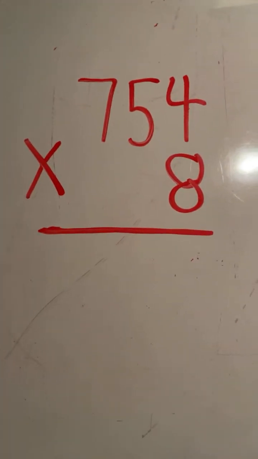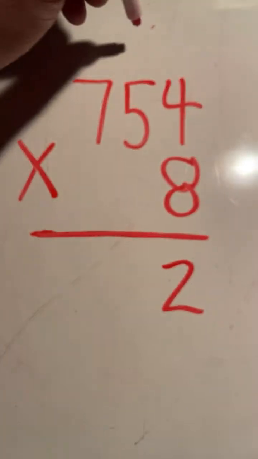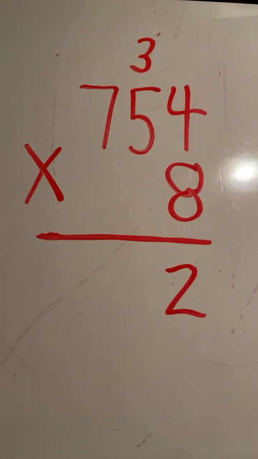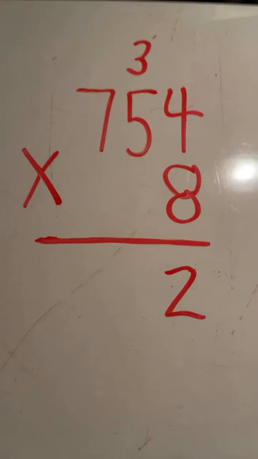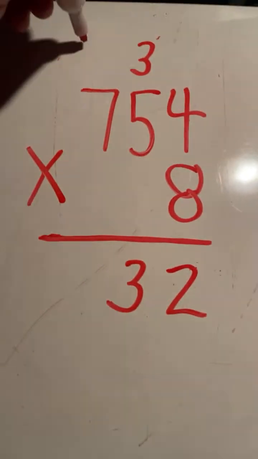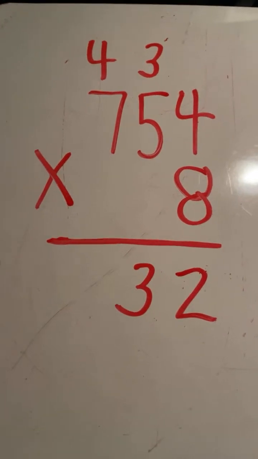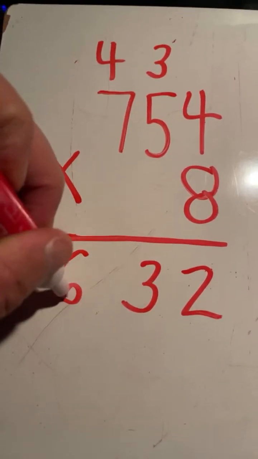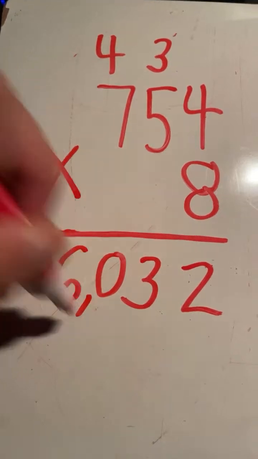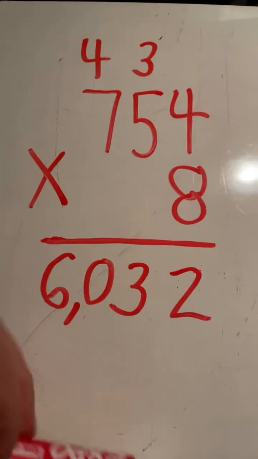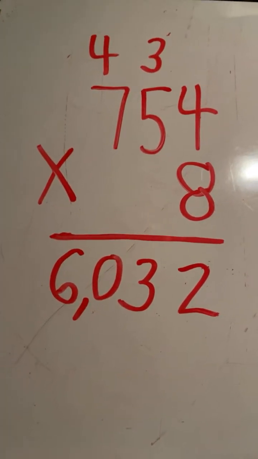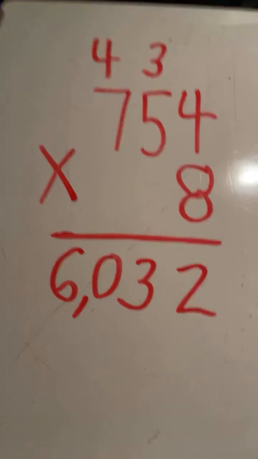4 times 8 equals 32. 2, carry the 3. 5 times 8 equals 40, plus 3 equals 43. 3, carry the 4. 7 times 8 equals 56, plus 4 equals 60. And we have our final answer. 754 times 8 equals 6,032.